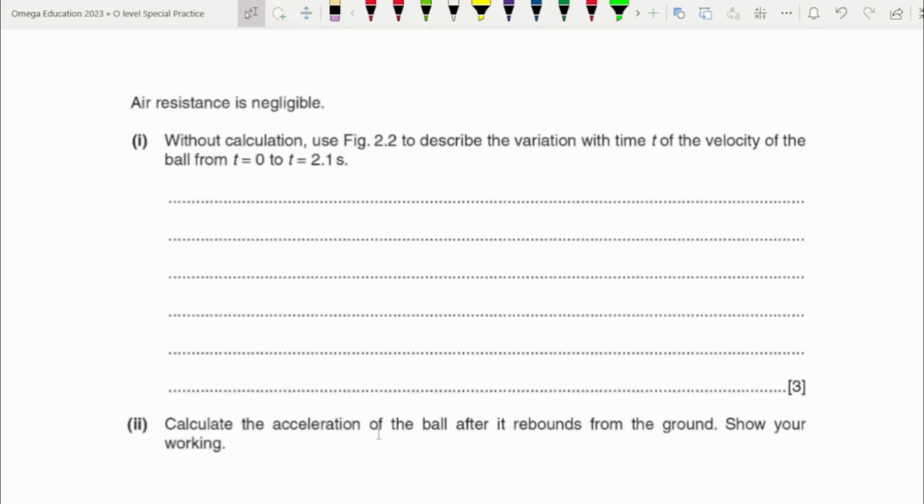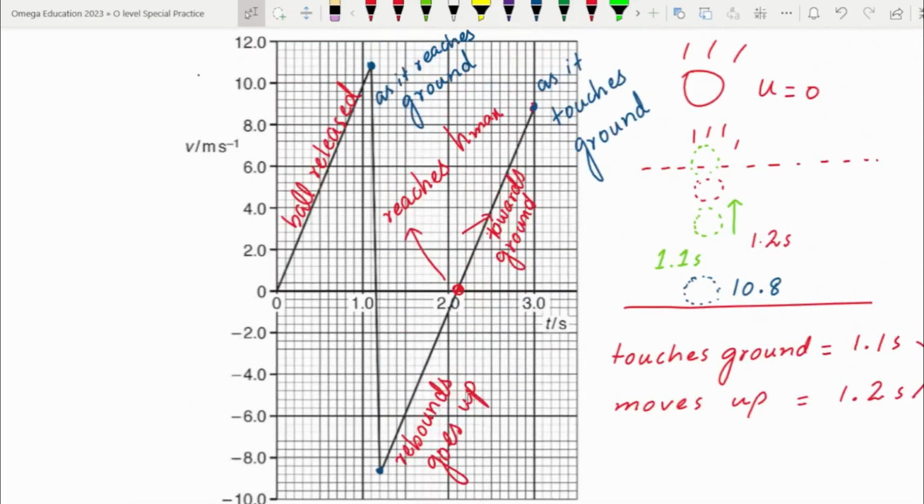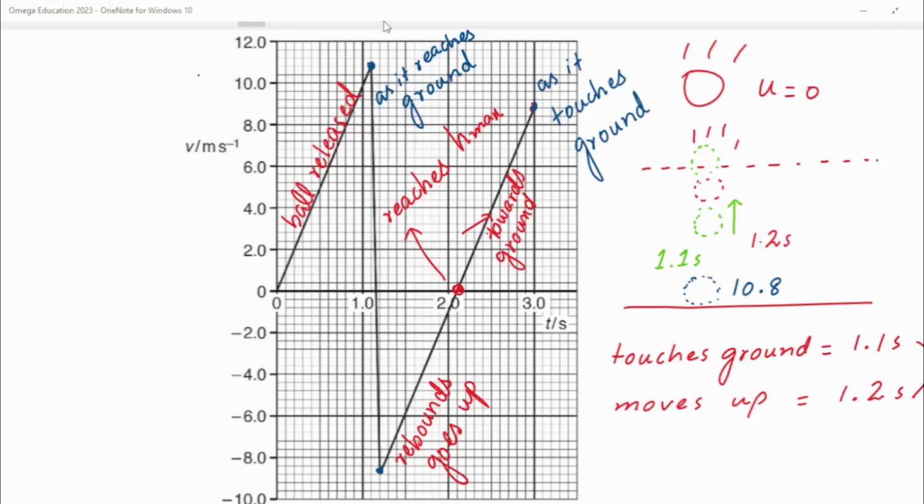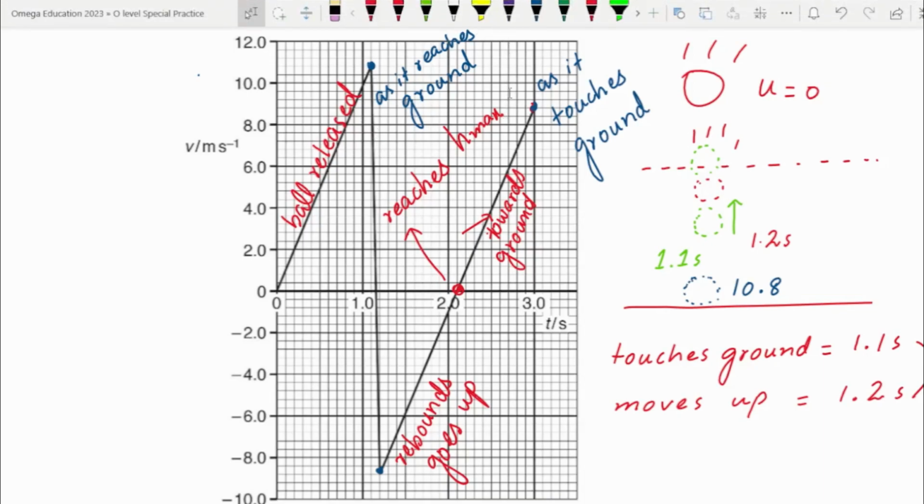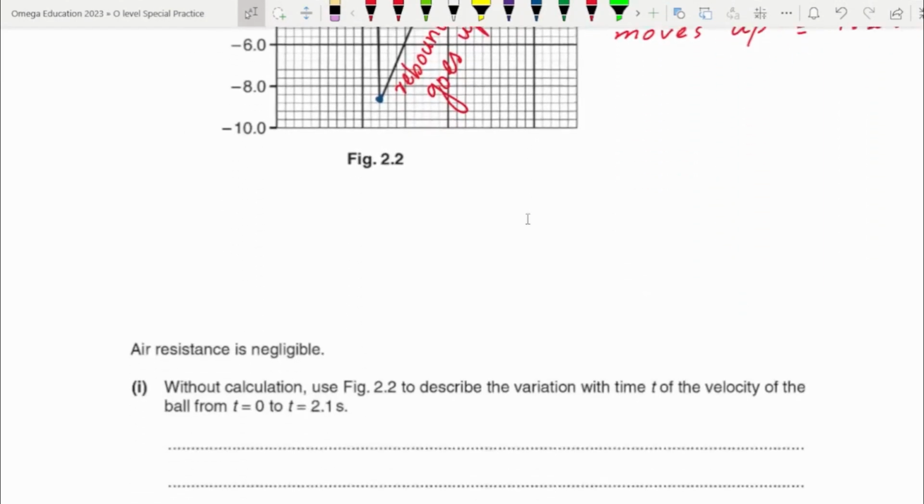So air resistance is negligible, which means if we find the gradient, it would be constant, and we can see from the shape as well, because we are having straight lines, and that is possible only if the acceleration is constant. And acceleration can be constant only if air resistance is assumed to be negligible.